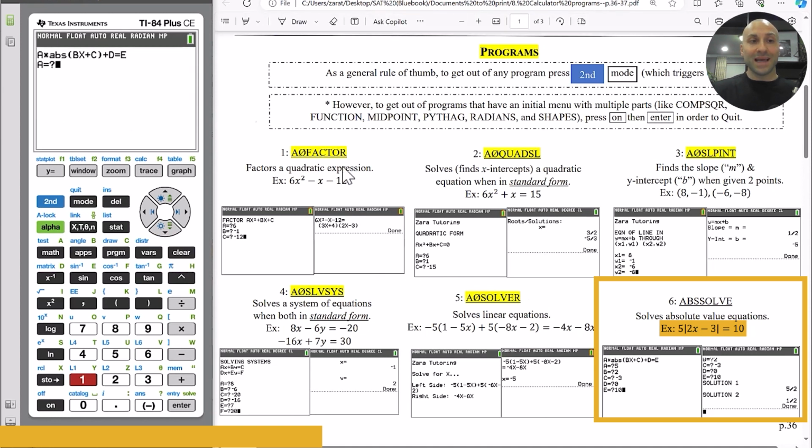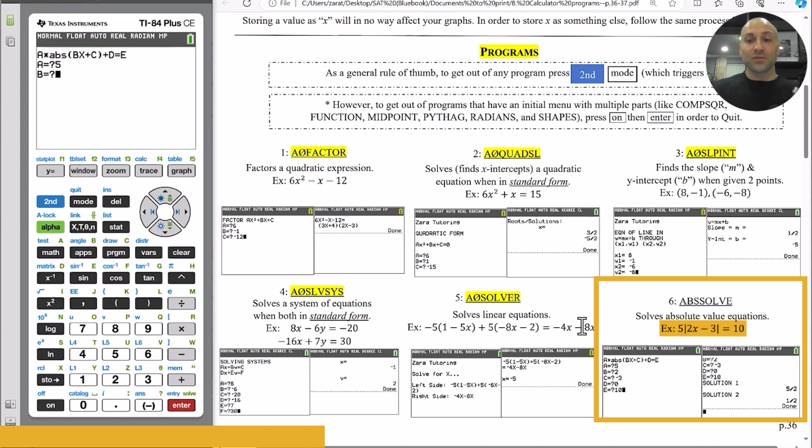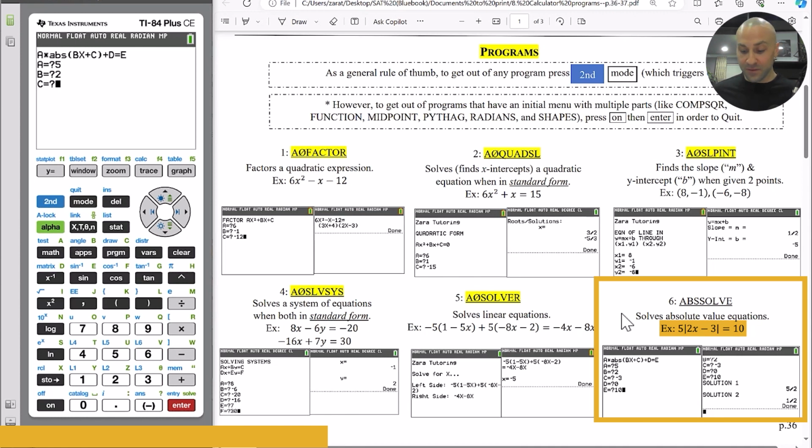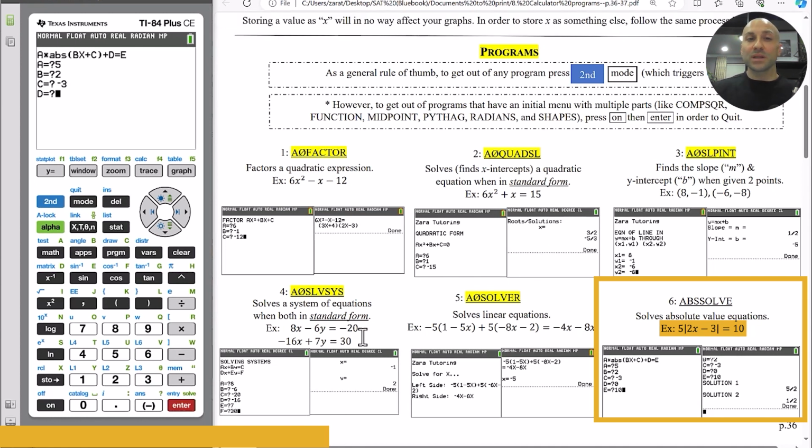accordingly. So notice A is the value in front of the absolute value, which is 5. B is the value in front of X, which is 2. C is the value after X, which in our case is -3. And then this is really important. Notice it says plus D, but we don't have anything after the absolute value. So in our case, it's 0. But if you had something there, you'd input it accordingly. And then the value on the right side of the equal sign is 10. So it gives us our two solutions.